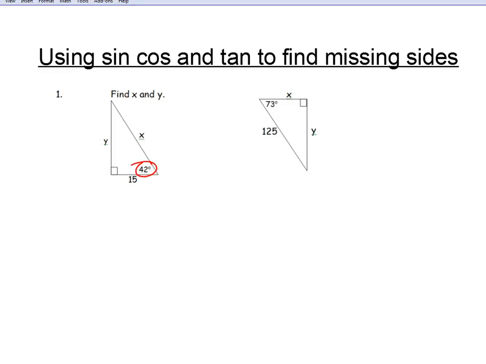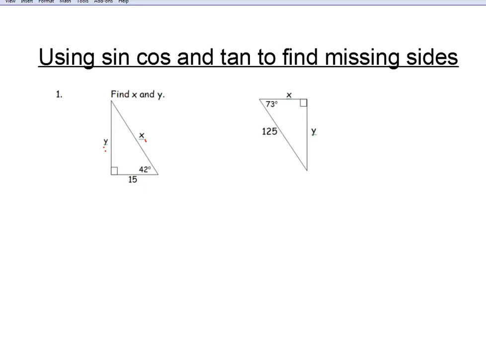Well, this 42 is neither 30, nor 45, nor 60. It's a funky angle, so I know I can't use special triangles. Well, this is how trigonometry is going to be beneficial to me. To find these missing lengths x and y, I can use trigonometry.